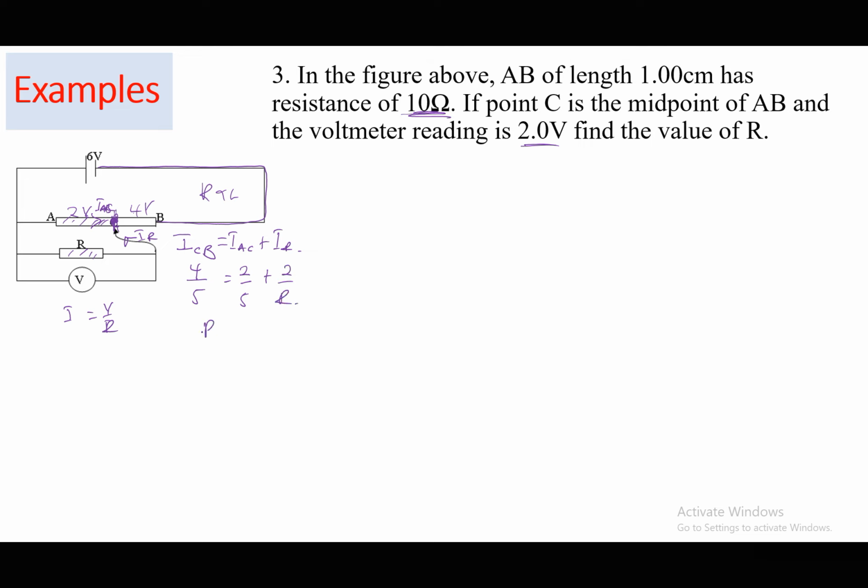I think this can give us R. So here we just make R the subject, 4 over 5 minus 2 over 5. Then I get the reciprocal times 2. So R is 5 ohms. Therefore, R will be 5 ohms. Okay.